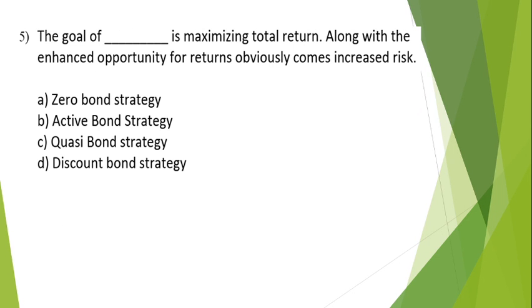Similarly, we have another question. The goal of dash is maximizing total return. Along with the enhanced opportunity for returns, obviously comes increased risk. We have four options for filling this blank. A, zero bond strategy. B, active bond strategy. C, quasi bond strategy. D, discount bond strategy. Which is the right answer among these four options? The right answer is B, active bond strategy.